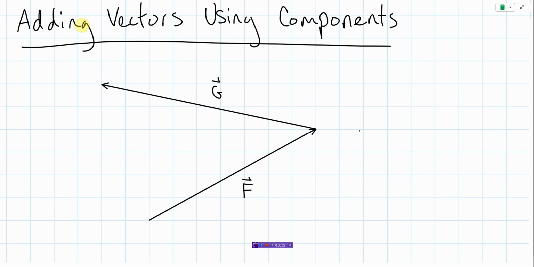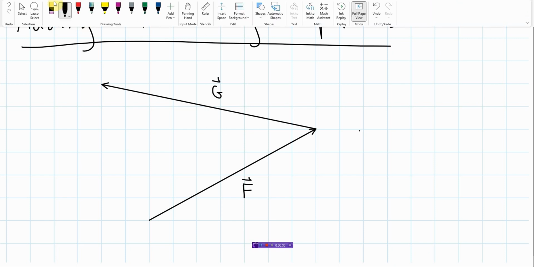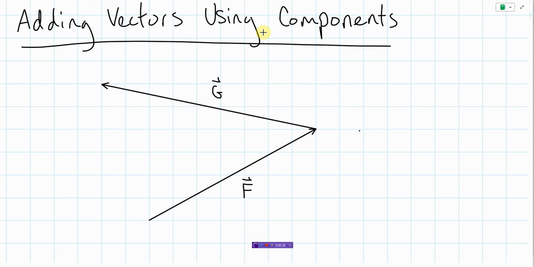I've already laid them tip to tail because I'm going to show you that what we're about to do works. So if I visually was looking at this, I know that the result of this, F plus G, would be a vector from the beginning to the end, like that. Okay, that is the resultant right there.